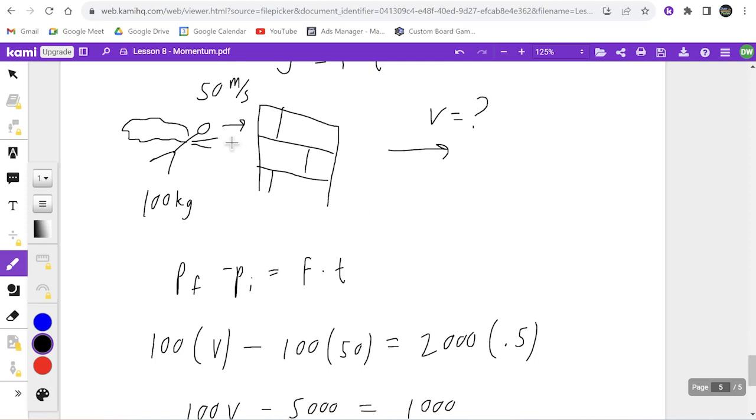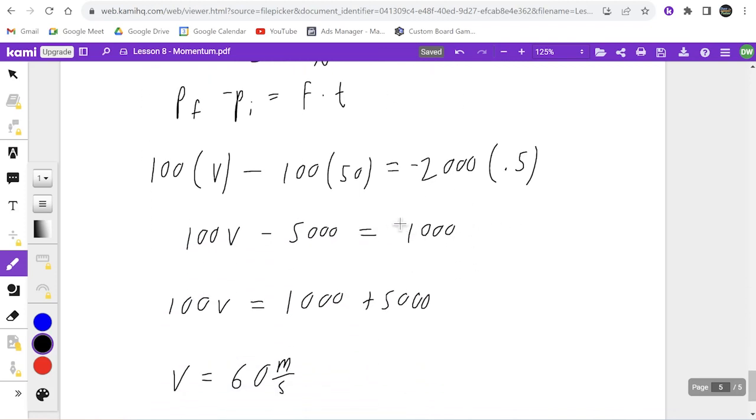We already talked about it. It's definitely positive 50. But let me tell you something. This wall is definitely pointing to the left for its force. Definitely negative 2,000 newtons. And that's what you got to be careful of. These problems are going to kill you. But hey, better to get it wrong in the summer than on the test.